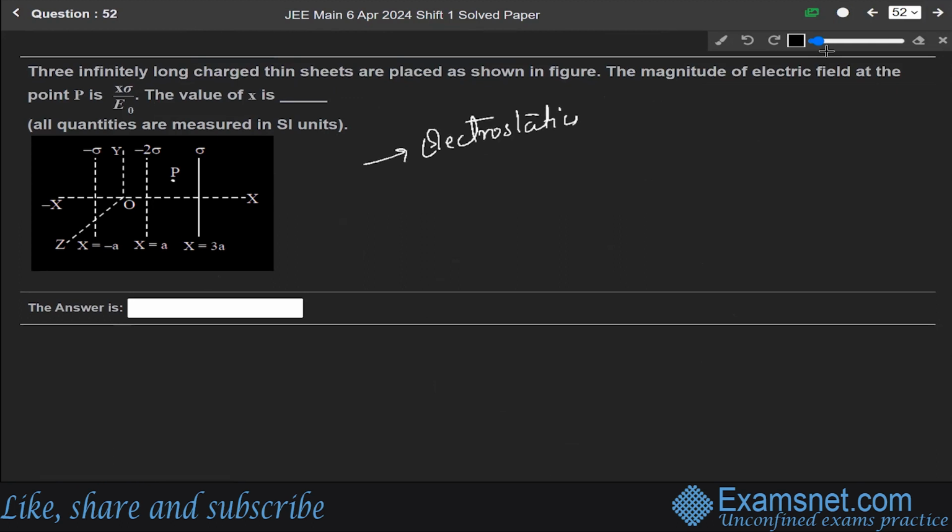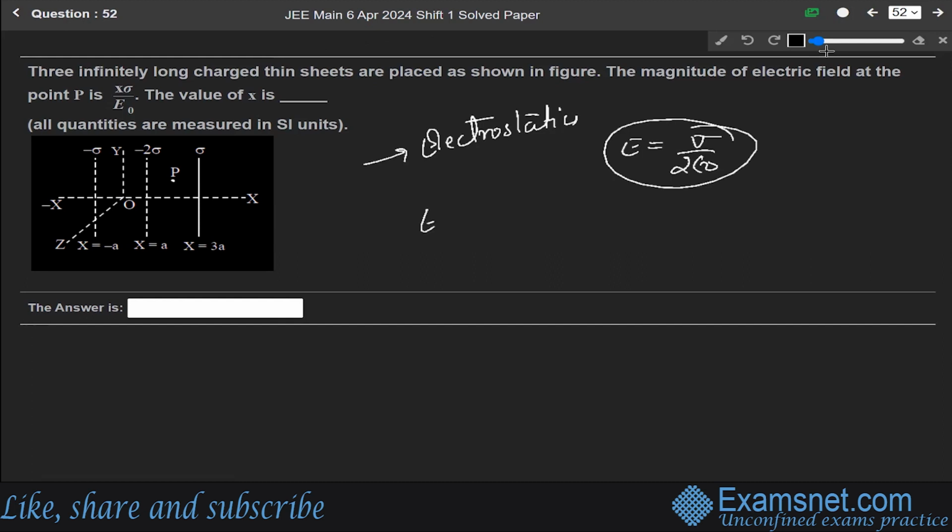Okay, so first of all, we know that the electric field for any infinitely long charged thin sheet is given as E equals sigma over 2 epsilon naught. This is the formula for finding the electric field due to an infinitely long charged thin sheet. Since we have to find it at point P, the first sheet has a charge density of minus sigma, the second has minus 2 sigma, and the third one is sigma.